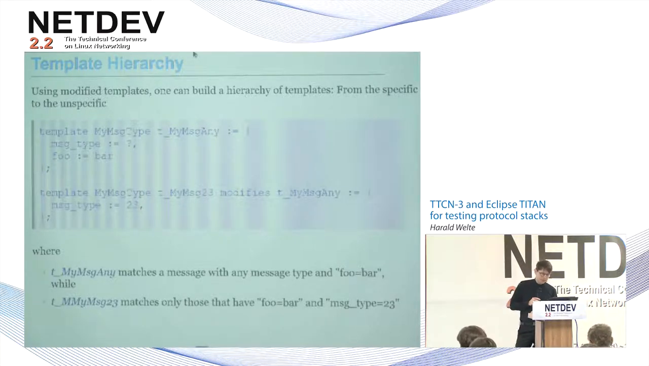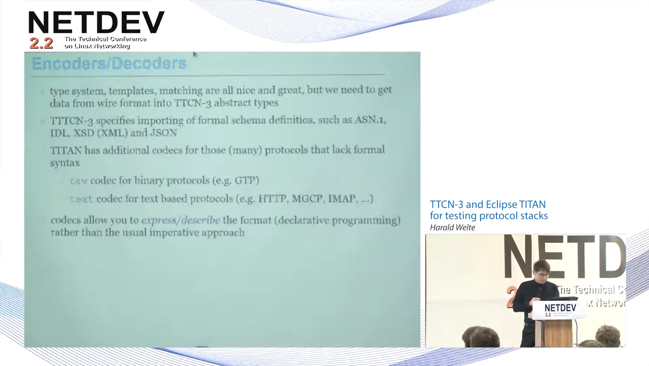So in this example, we have a template that basically says any message type is permitted and whatever other parameter must be bar. And then I can declare another template that modifies the original template. And I say, but in this case, for that template, the message type must be 23. And then in your code, you can refer to the different templates as you go along.